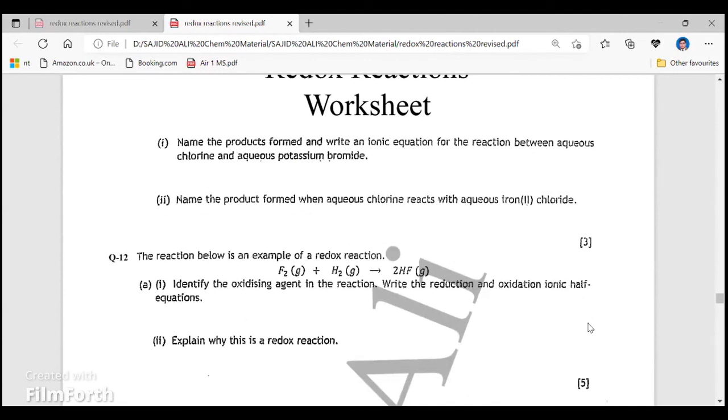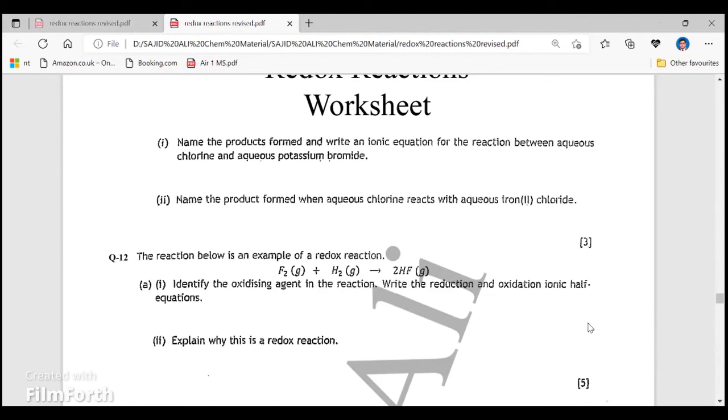Name the product formed and write an ionic equation for the reaction between aqueous chlorine and aqueous potassium bromide. In this case, basically this is the displacement reaction of halogens. I have already told you, when we did the topic of the periodic table, that a more reactive halogen displaces a less reactive halogen from its compound. So chlorine, being more reactive, will displace bromine from its compound. So name the products formed. You would say potassium chloride and bromine.